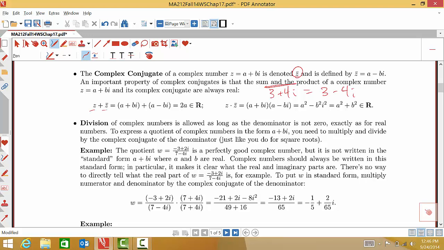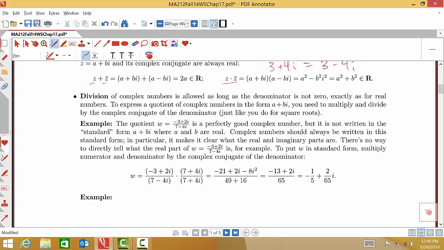You can check and see that z minus z bar will be 2bi. Okay. Also, you can check and see that if you multiply a number by its complex conjugate, you get a purely real number.